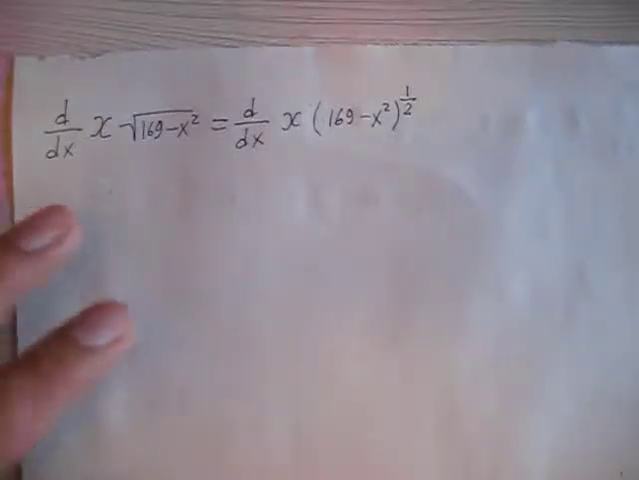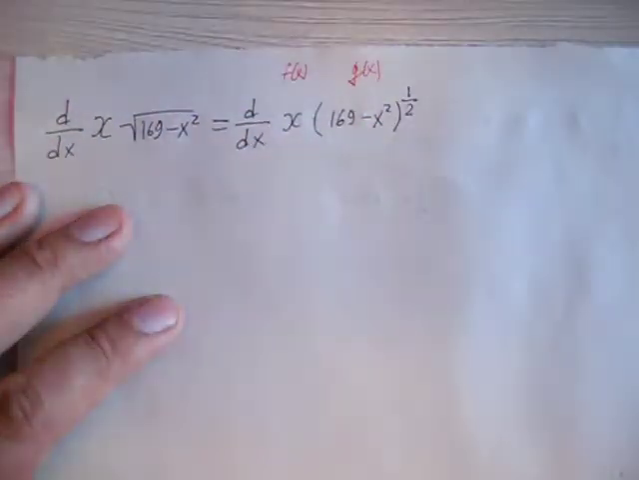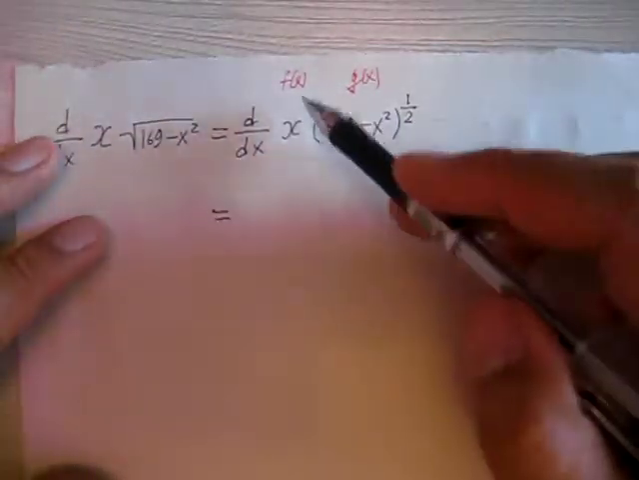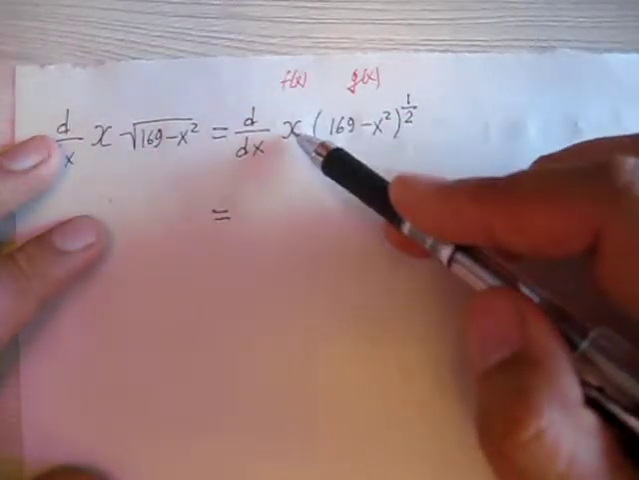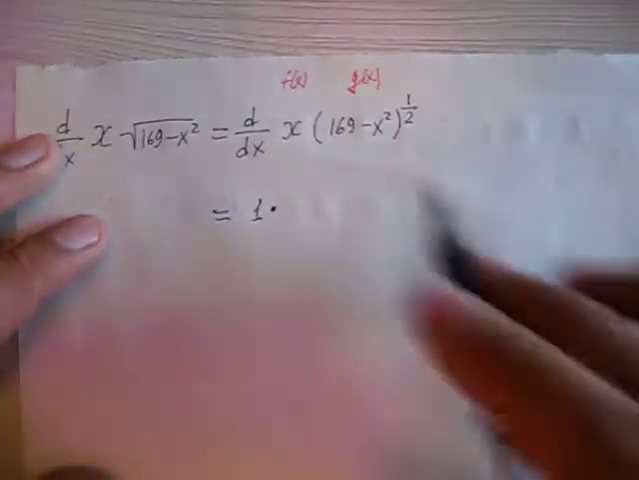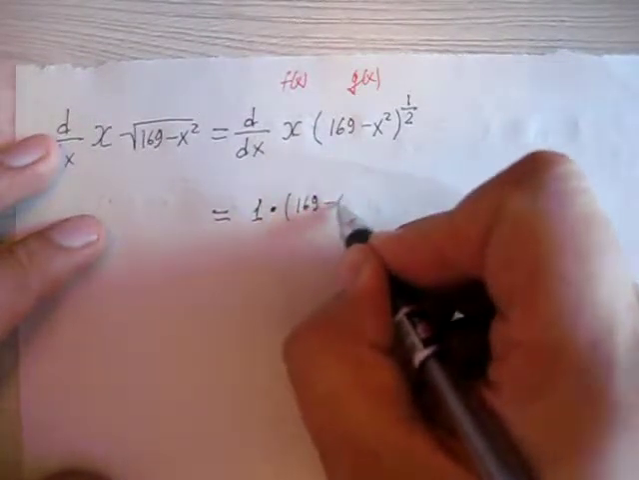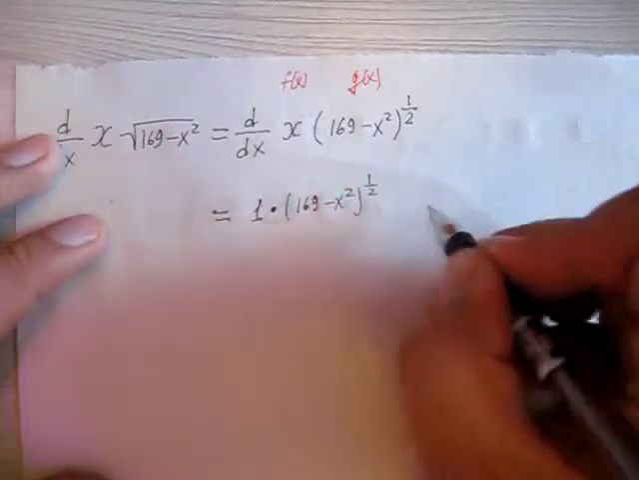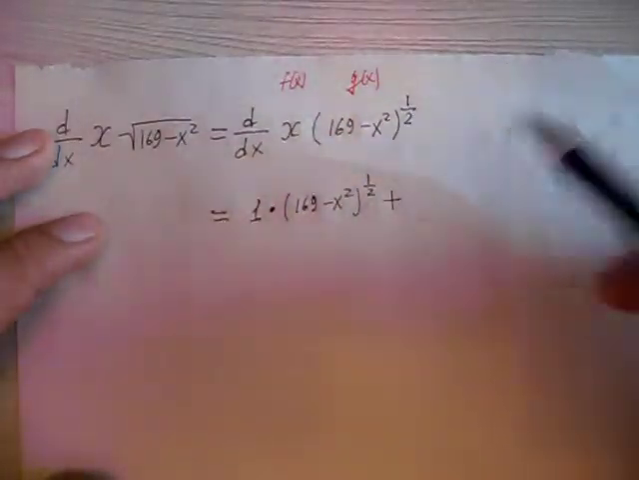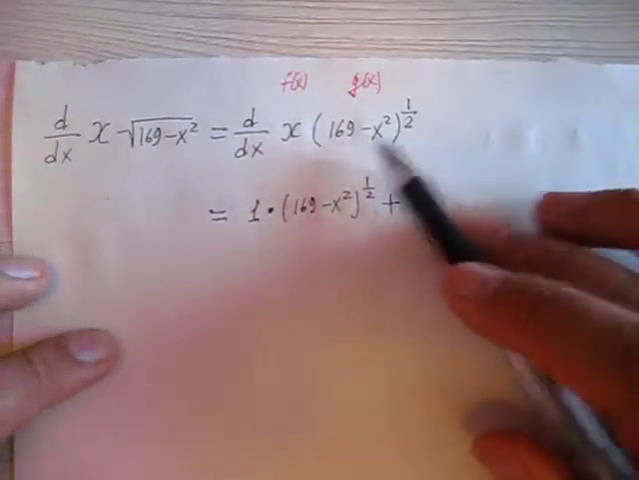So here we have f(x) and this one is g(x). So that will be the derivative of f(x). The derivative of x is 1, times g(x). So we just rewrite this expression. That will be (169 minus x squared) to the power of 1/2. Then plus the derivative of g(x). Here we have an outer function and an inner function. That's why we will use the chain rule here.